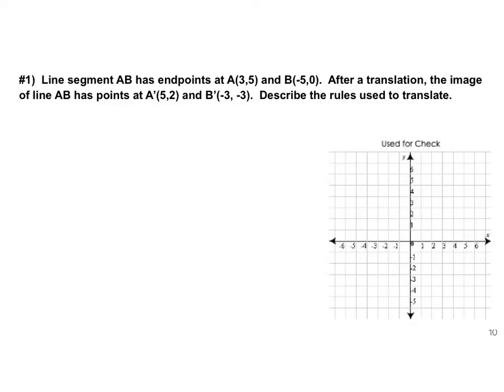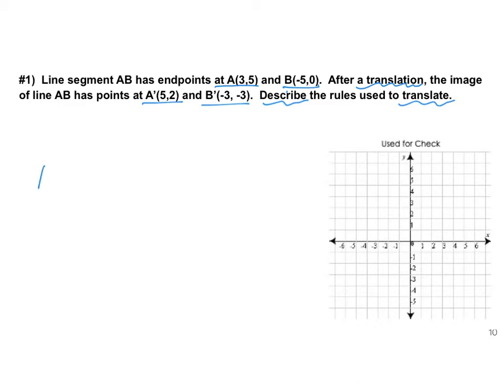All right, let's check your work. So we have line segment AB. We have one endpoint, A at (3, 5) and B at (-5, 0). A translation happens. I don't know what it is yet, and these are my new points. So I'm going to work backwards and figure out, describe what the translation was, okay?